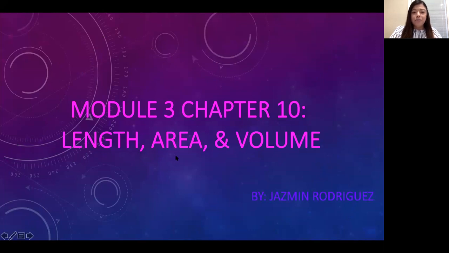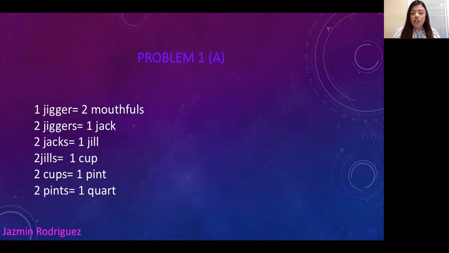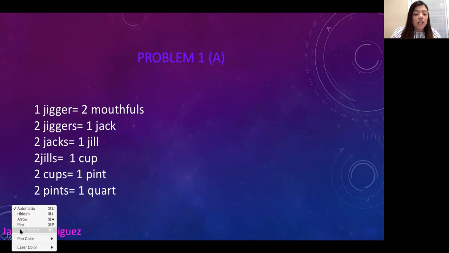Okay, well, let's go ahead and get started because today we are on Module 3, Chapter 10, Length, Area, and Volume. So for the very first problem, we are given this information, and it wants us to determine how many mouthfuls are in a gill, in a cup, and in a pint. The first one we'll get started with is determining how many mouthfuls are going to be in a gill.